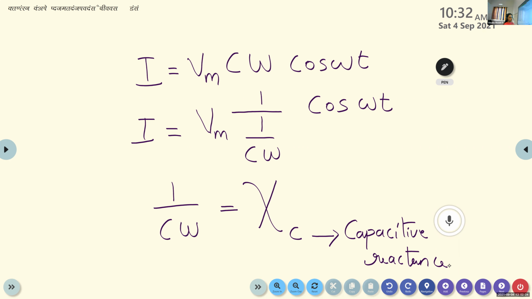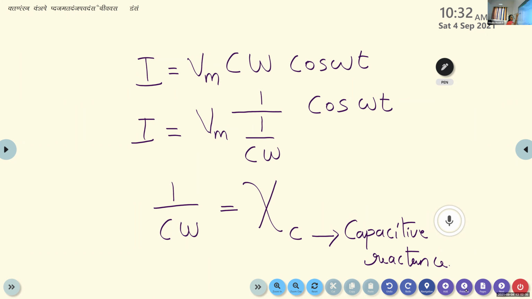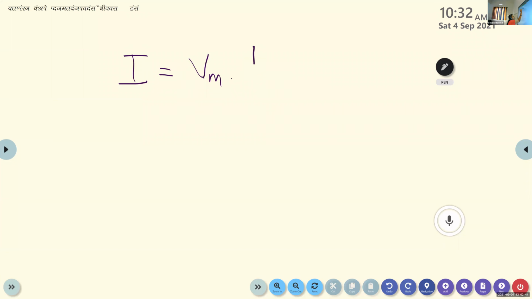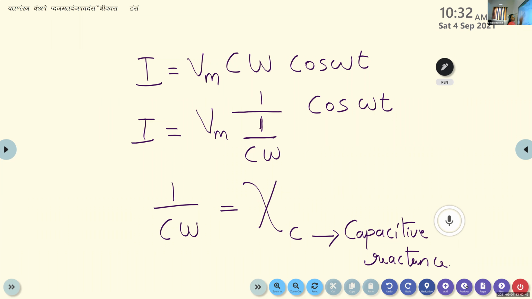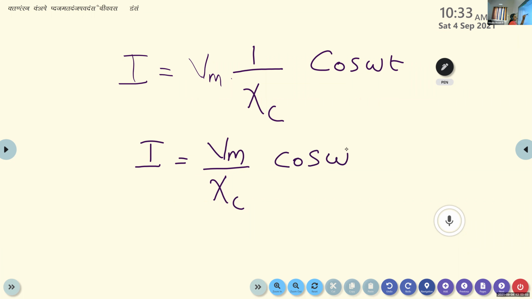So our equation for current becomes I is equal to Vm into 1 by C omega. So instead of this 1 by C omega, we can substitute this chi C. So 1 by chi C into cos omega t. Or I is equal to Vm by chi C into cos omega t.